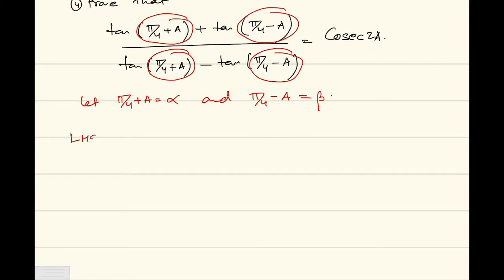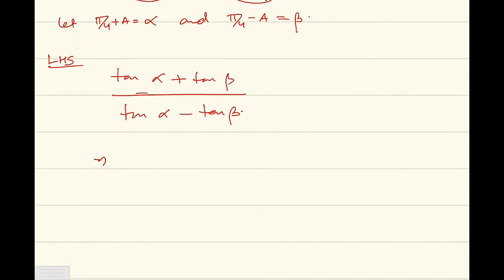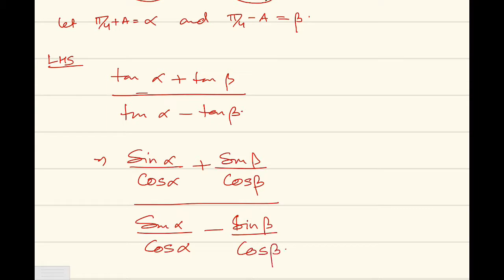So I have the LHS. The LHS becomes tan alpha plus tan beta divided by tan alpha minus tan beta. That's temporarily for some time, correct? Let me convert this to sine cos. Why? Because ultimately it's in terms of cosec, so I'll have to convert. So that will give me sine alpha by cos alpha, you know the formula, then comes sine beta by cos beta, because tan means sine by cos. Here comes sine alpha by cos alpha, and here I have sine beta by cos beta, correct? Let's take LCM.